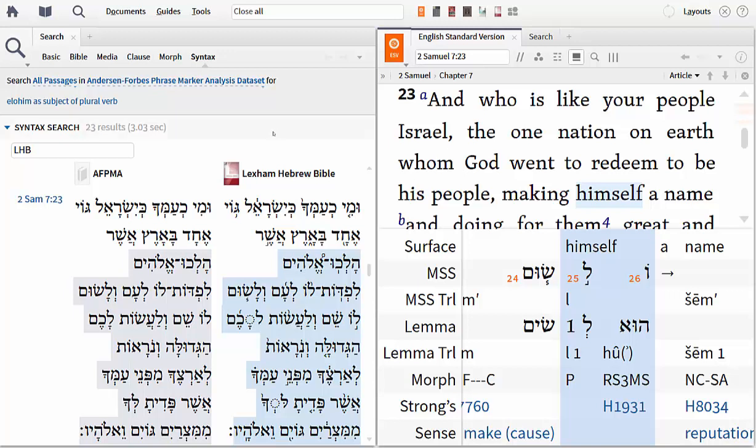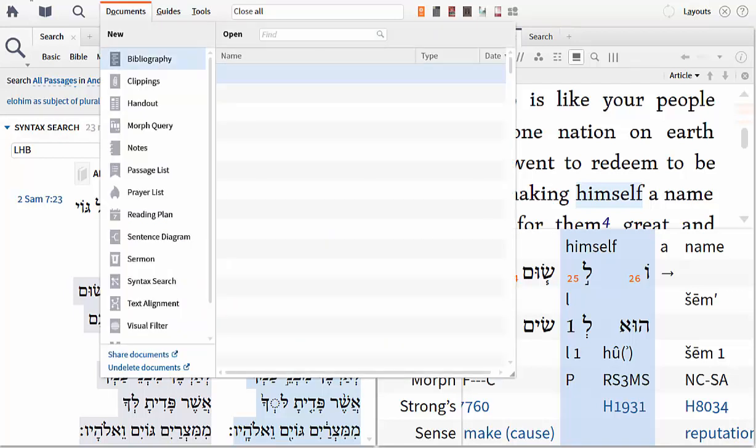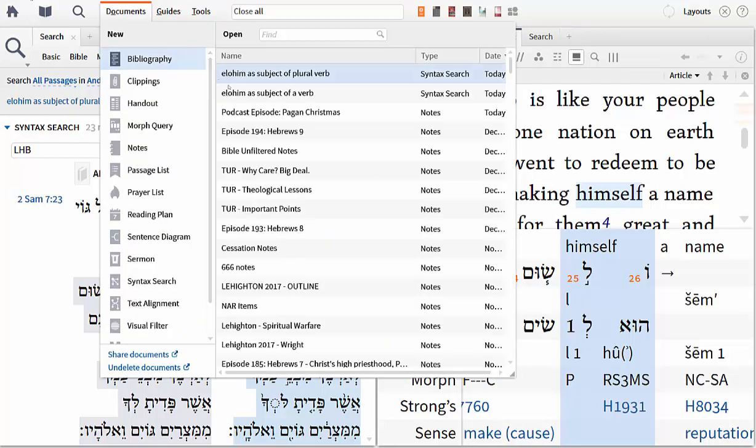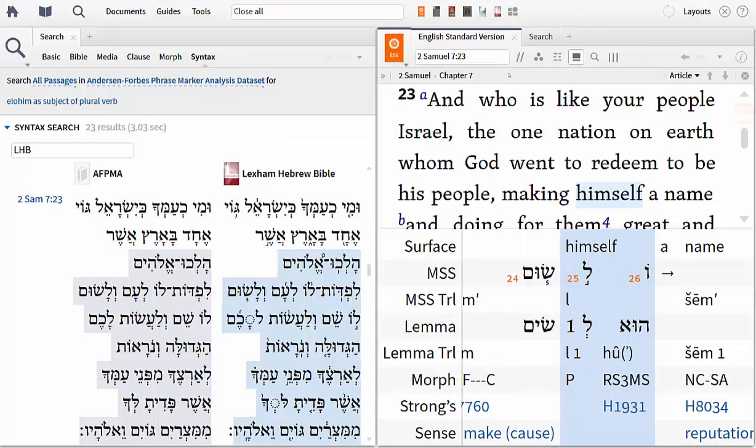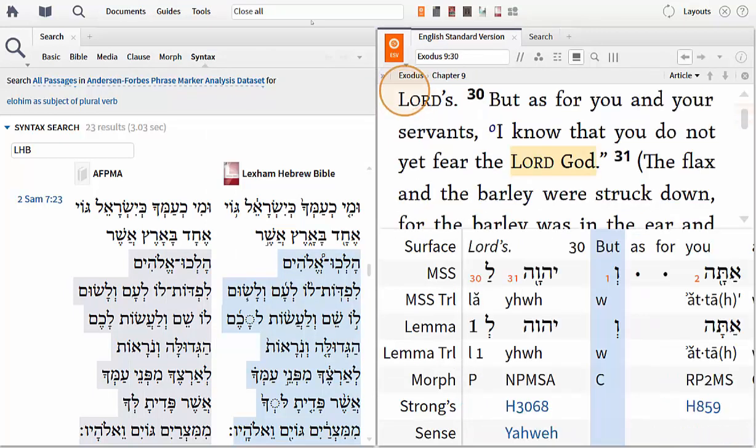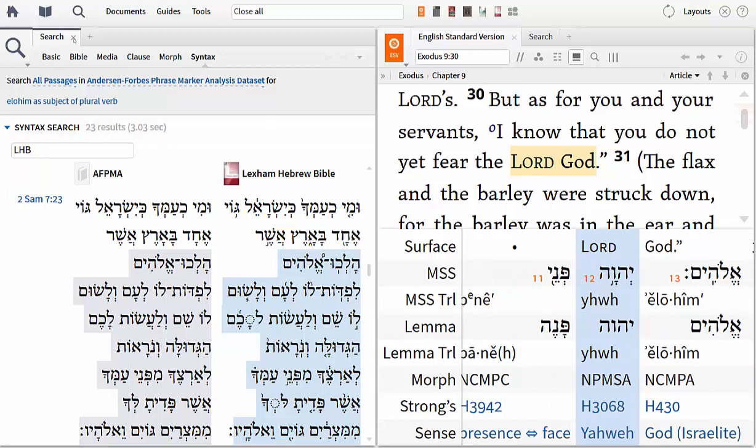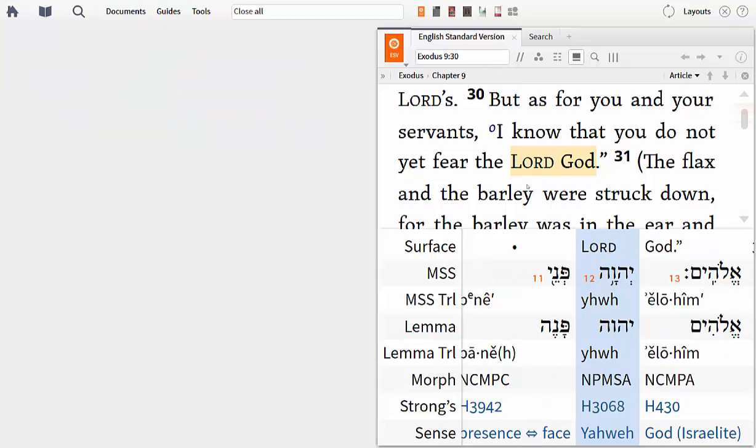Now one more search to run. Let's go up to Documents here, and let's see if I can find this particular search. Oh, no, I can't. Let's do it on the fly. Let's go to, I think I had a verse, yeah, Exodus 9:30. I remember finding this one to model as our search. We have the phrase, Lord God. If I click on it, let's just get rid of this so it's not distracting us. We have the divine name, Yahweh, and then Elohim right here.